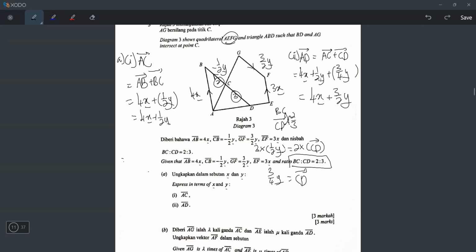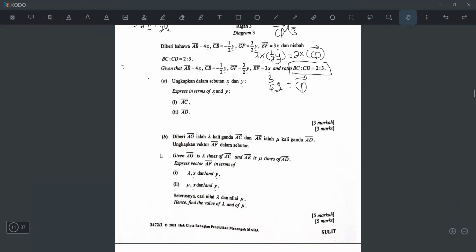Wait. 1 over 2 plus 3 over 4. No. Okay, it's 5 over 4. Sorry. Yeah, because this is times 2, so 2 plus 3 is 5 over 4. Okay, I see that. Sorry. Okay, but yeah, this is the correct answer. All right. Okay, so that's A. Now let's look at B.